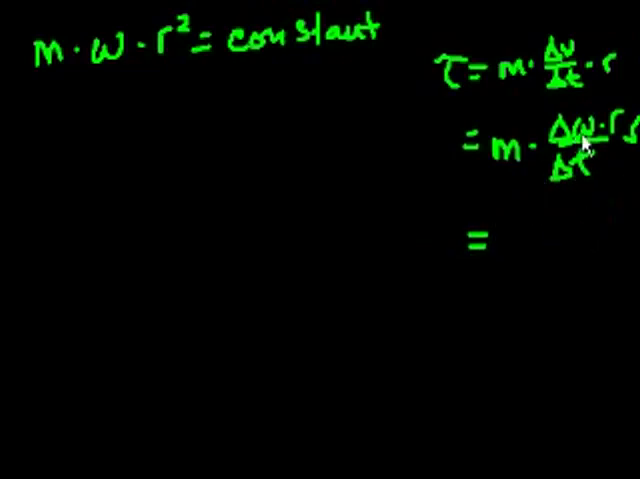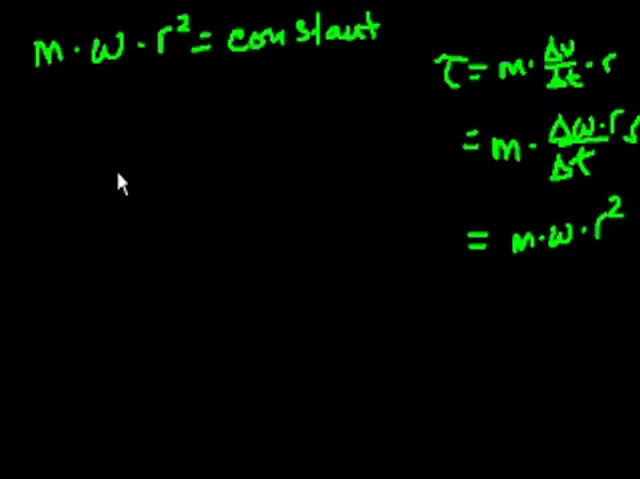If we have no net torque, we're going to have no change in angular velocity, so angular velocity will be a constant. So you'll get mass times angular velocity times this r and this r, times r squared, is going to be equal to a constant. Where am I going with all of this? Well, let's think about something.